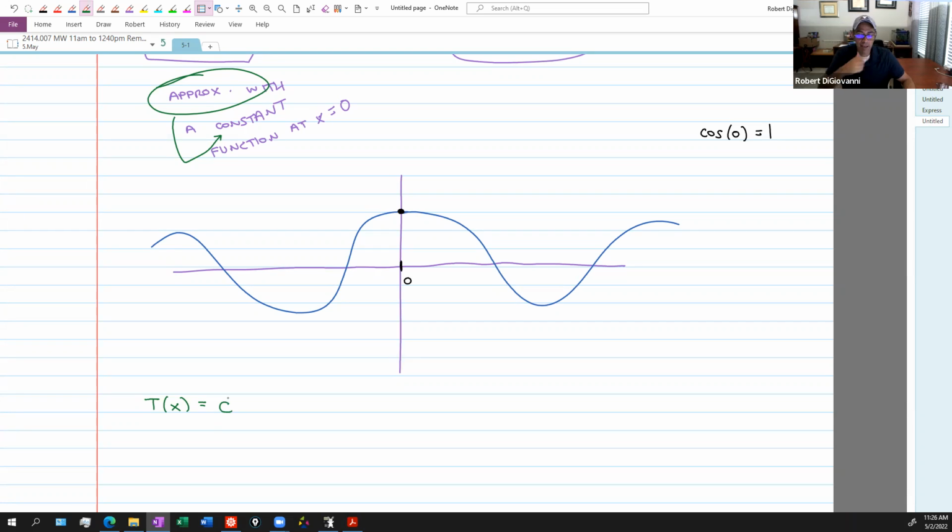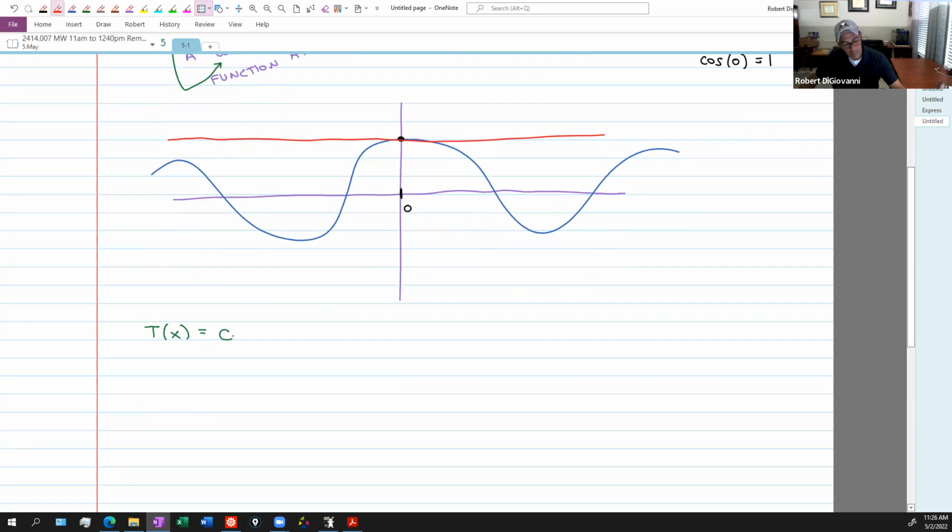If I wanna get a constant function to be close to what's happening to the cosine function at zero, wouldn't we want it to actually have the same value? Wouldn't it be nice if they at least had the same value at zero? In other words, if t of zero was equal to cosine of zero, but we know that's one, right? Which would mean that t of x would have to be the constant one function.